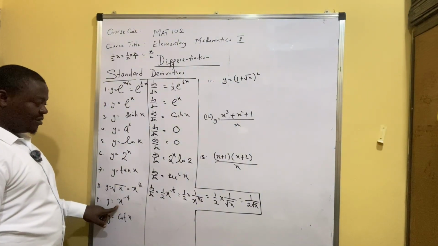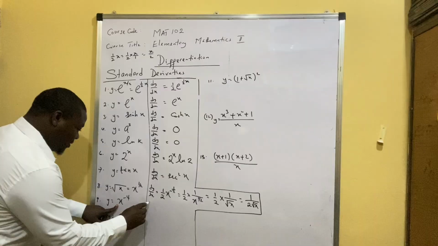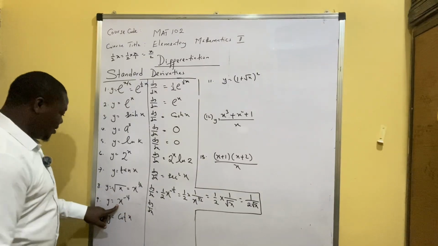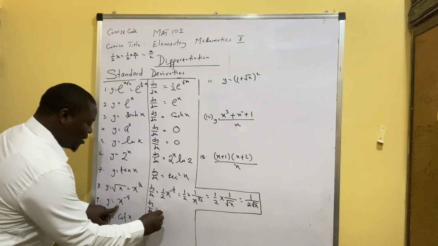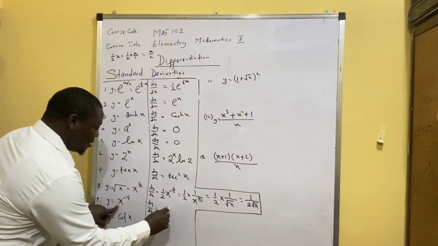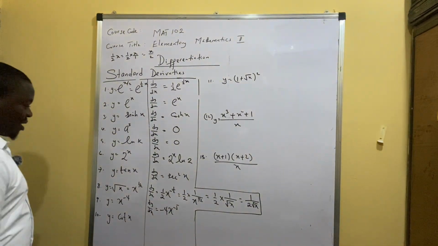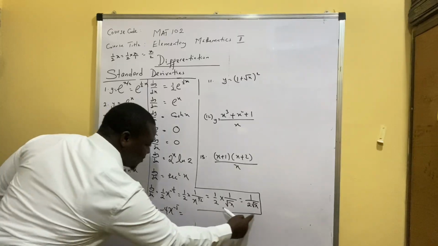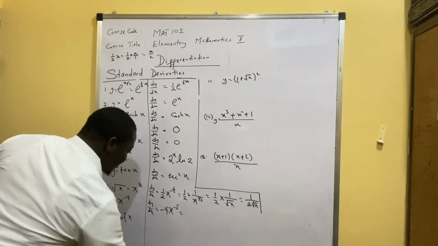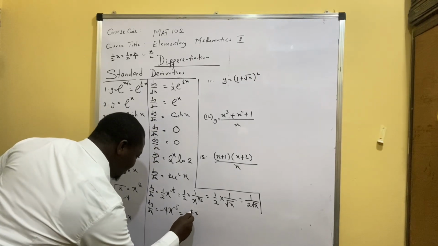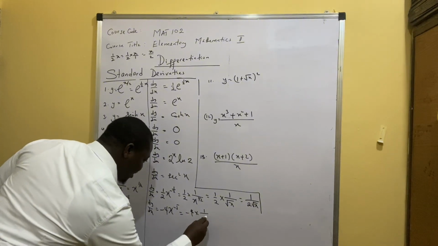Can we go on to the next? So to find the derivative of this, we have dy/dx is equal to minus 4 x to the power minus 5. But we can apply the law of indices again, and that will be minus 4 times 1 over x raised to the power 5.